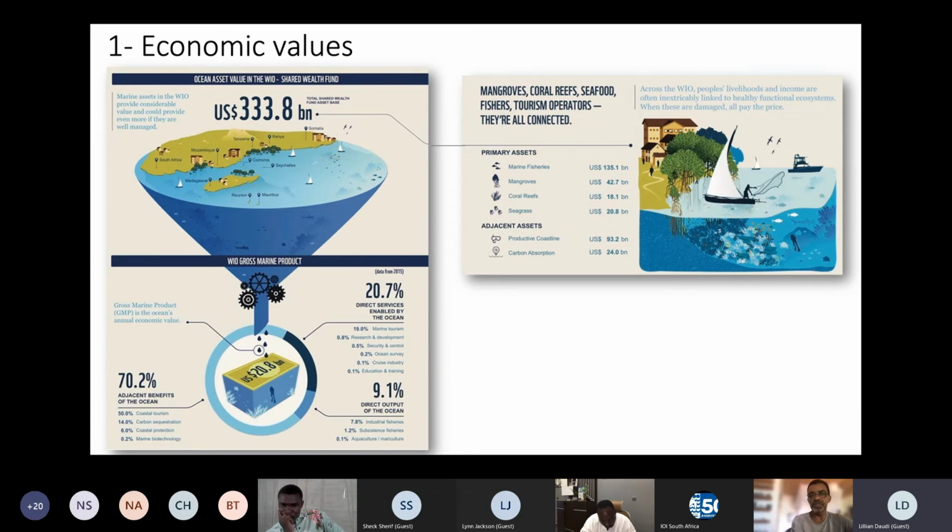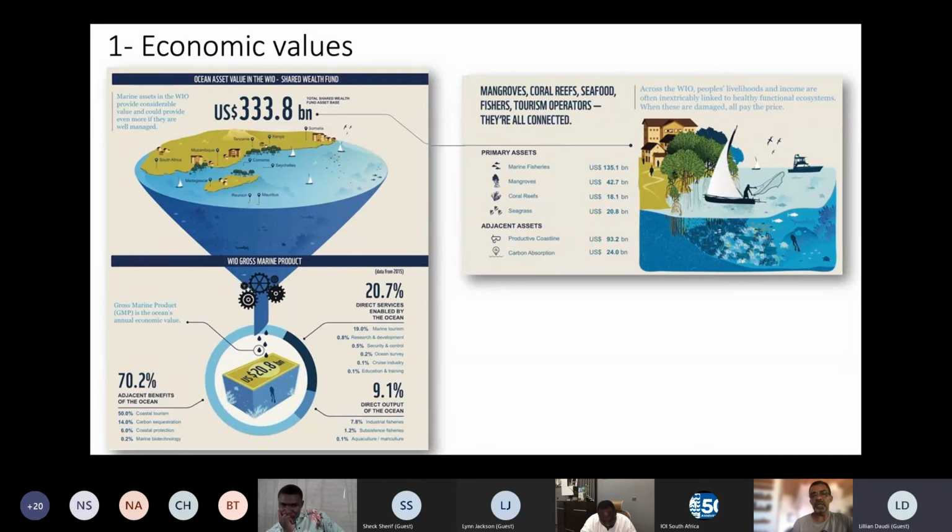And then on the left, you see the adjacent benefits from the coastline. And this is where currently Western Indian Ocean countries are deriving more benefit from what's on the coastline related to the ocean than what's in the ocean itself. And so coastal tourism, and then carbon sequestration, which was a theoretical figure. This is a calculated figure rather than the income that countries are actually getting from carbon sequestration.